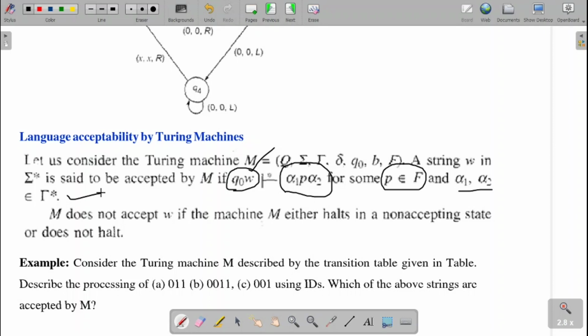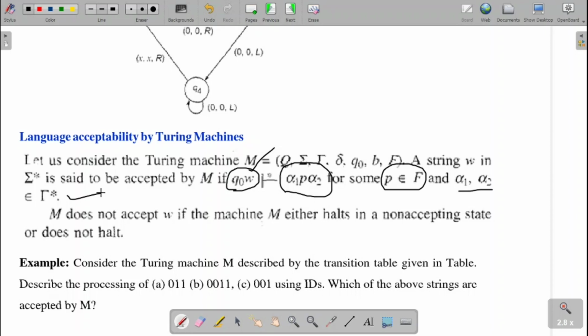This is how the language acceptability by the Turing machine will be decided. If we end up in an accepting state, then we say that the language is accepted, or else the language is rejected. It is not like your PDA, wherein all three conditions should be satisfied. What are the three conditions? First, we should end up in the accepting state. Second, the stack should be empty. Third, the input should be empty. Only if all three conditions are satisfied do we say that the string is accepted in the PDA. What is PDA? Pushdown automata. But in the case of a Turing machine, it is not so.